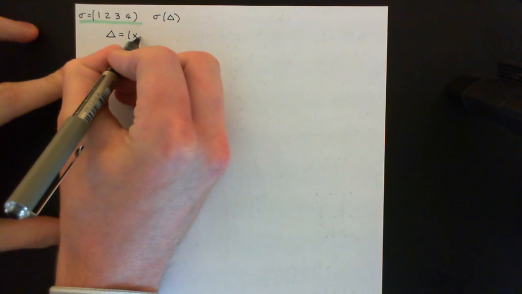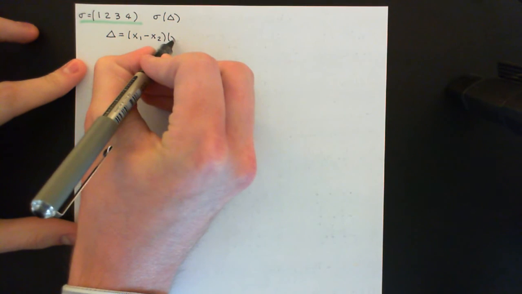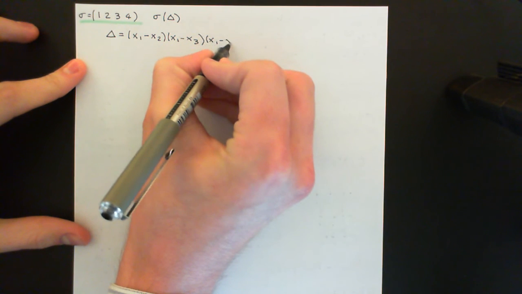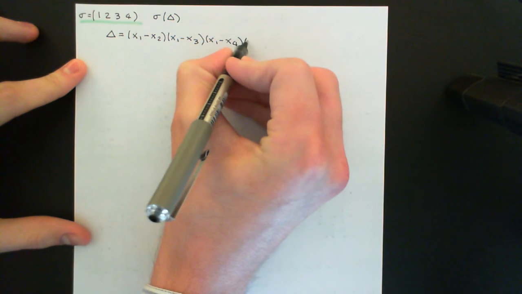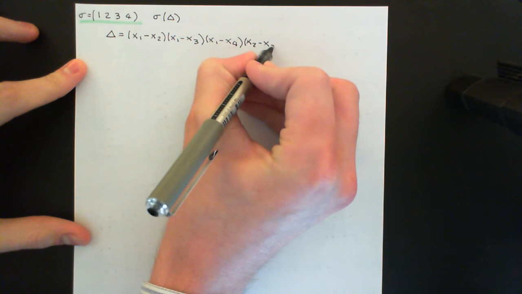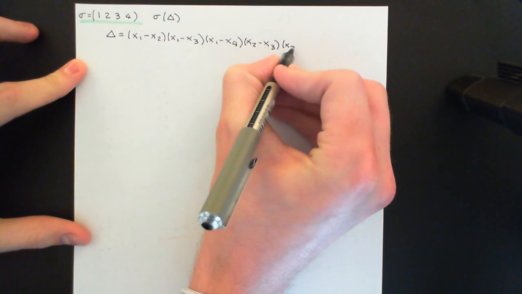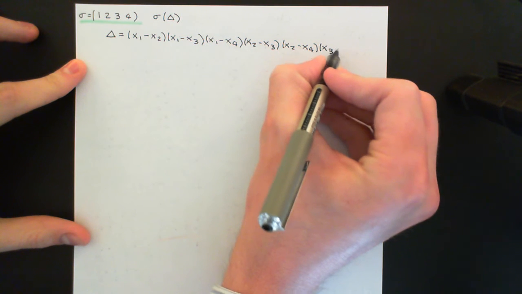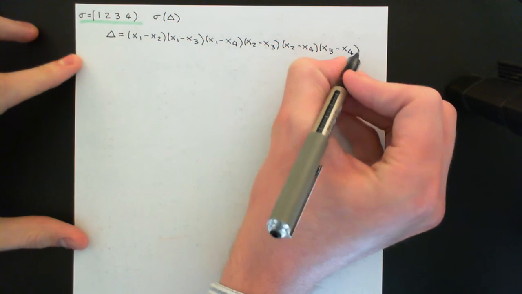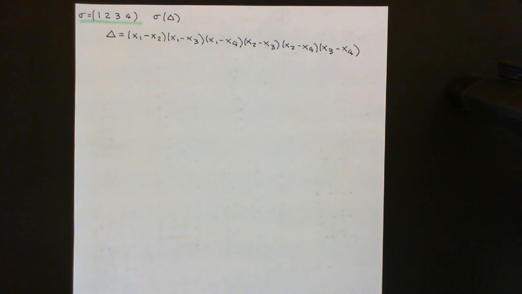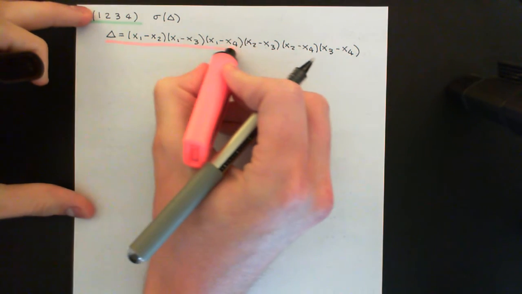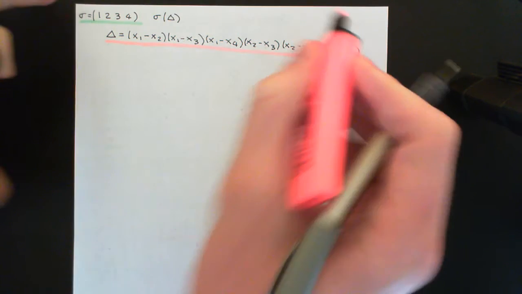Delta, remember, was this polynomial where we first let i equal 1, so we had (x1 minus x2)(x1 minus x3)(x1 minus x4). We then let i go up to 2, so we had (x2 minus x3)(x2 minus x4), and then we let i go up to 3 and we had (x3 minus x4), like so. So there was our delta polynomial. And now what we want to do is let sigma, this 4-cycle here, work on delta and turn it into a new polynomial. So let's do that.